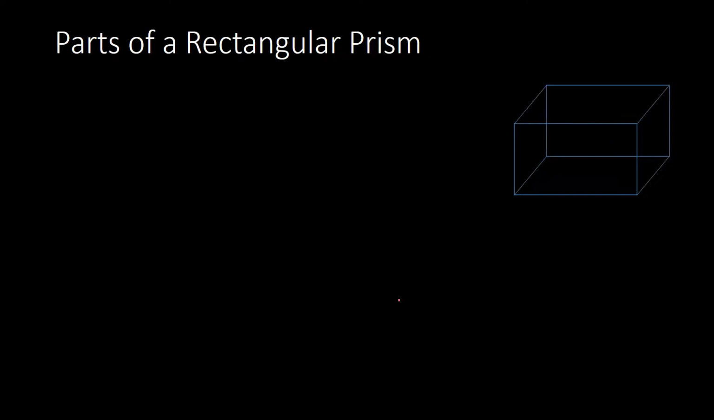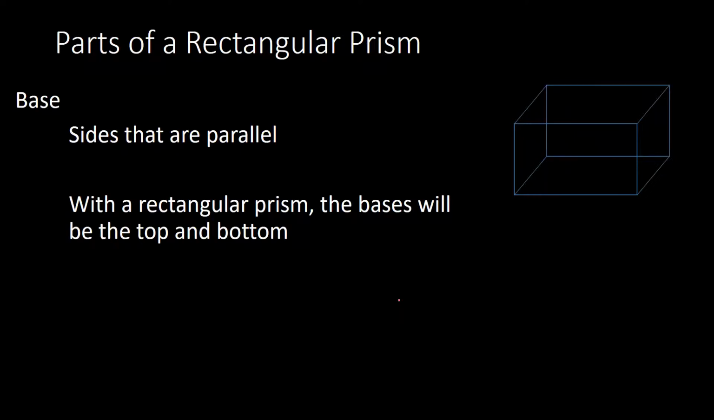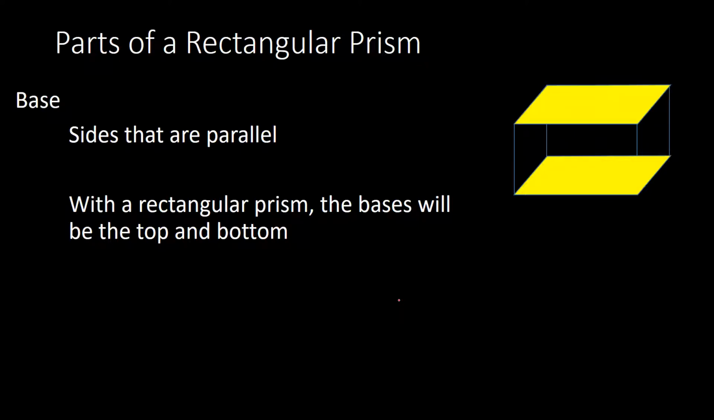Now with the rectangular prism, we have parts of the prism you need to be aware of. The first is the base. So the bases are, by definition, the sides that are parallel. But in this case, every pair of sides will be parallel. So with the rectangular prism specifically, the bases will be the top and the bottom. So right there on the bottom and on the top, that would be your bases.